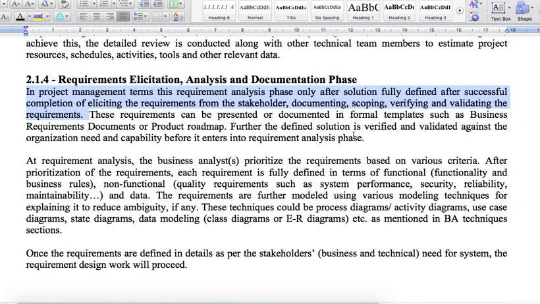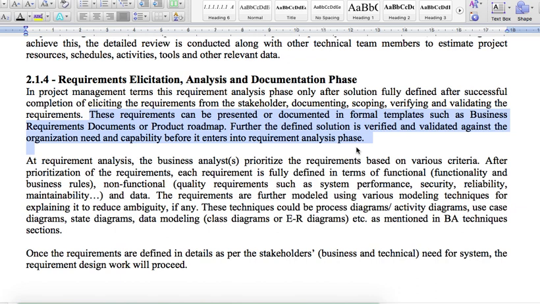So this is basically a short requirement life cycle. All this we will be learning in BABOK version 3. These requirements can be presented or documented in formal templates such as the business requirement document, product roadmap, etc. Further, the defined solution is verified and validated against the organizational need and capability before it enters the requirement analysis phase. Again, remember these things when we talk about scoping.